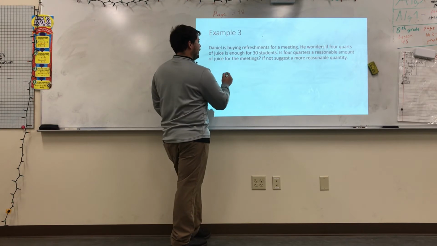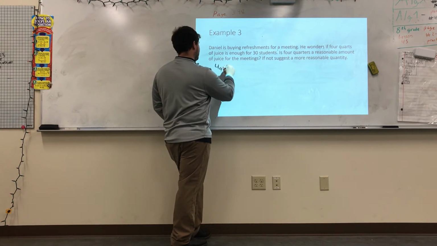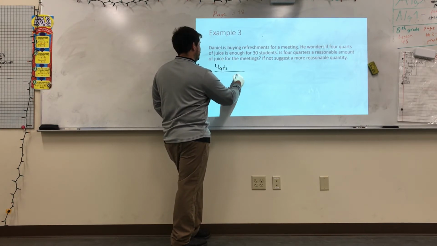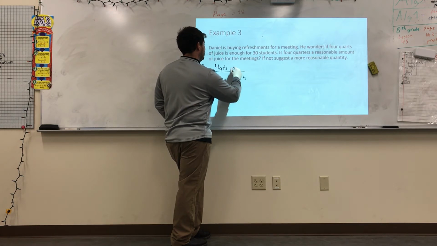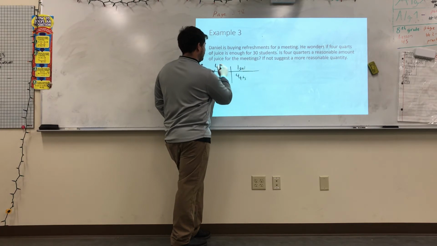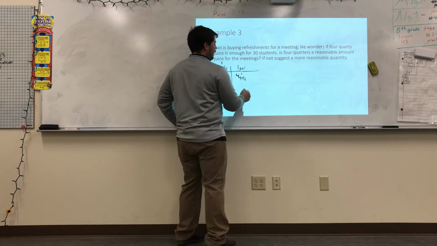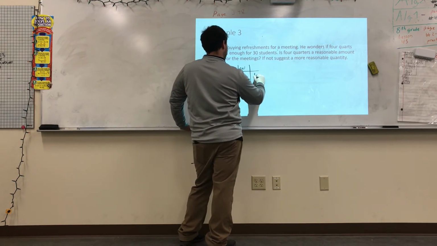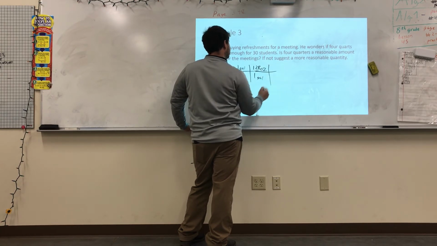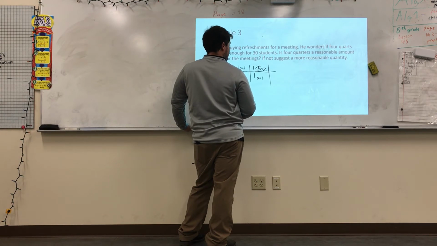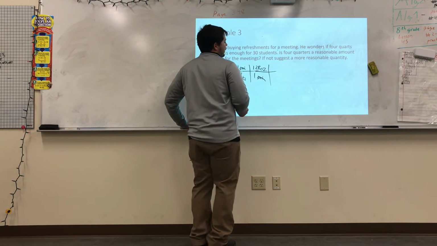Okay, so I'm going to go to the gallon. So 4 quarts, and 4 quarts equals 1 gallon. Okay, so gone, down to 1. So we've got 1 gallon. In 1 gallon, there are 128 ounces. Okay? So, gallon gone. Alright.